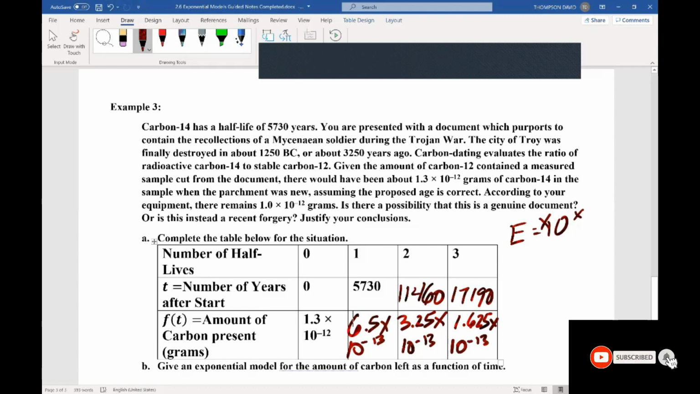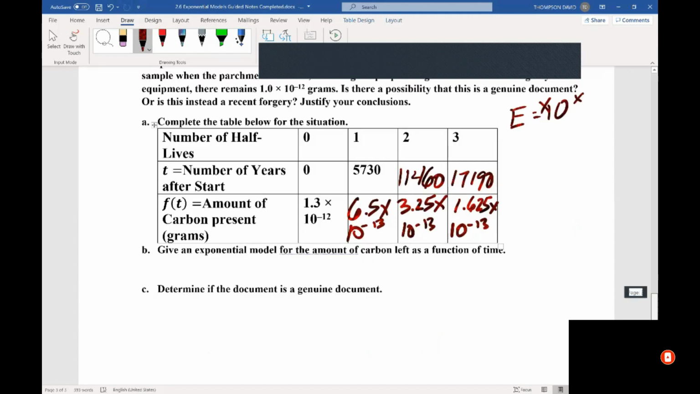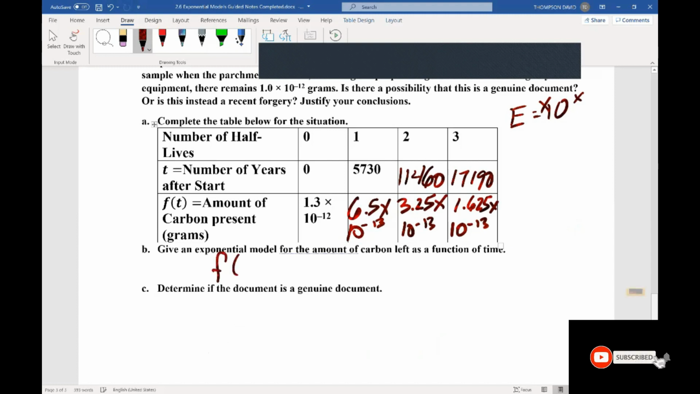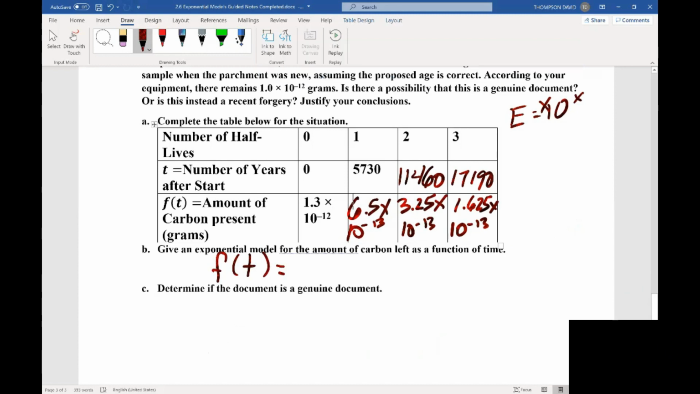So part B is asking for an exponential model for the amount of carbon-14 left as a function of time. So I'm going to say f of t equals 1.3, which is my initial value, times 10 to the negative 12, times 1 half to the power of t divided by 5,730. And this is an exponent.